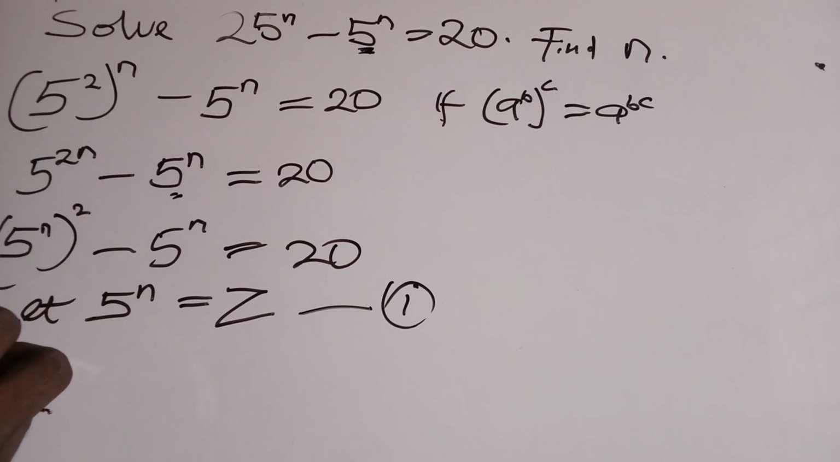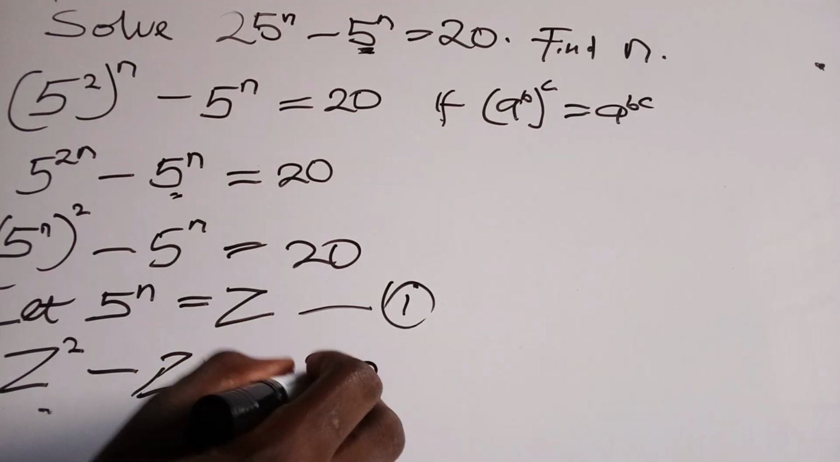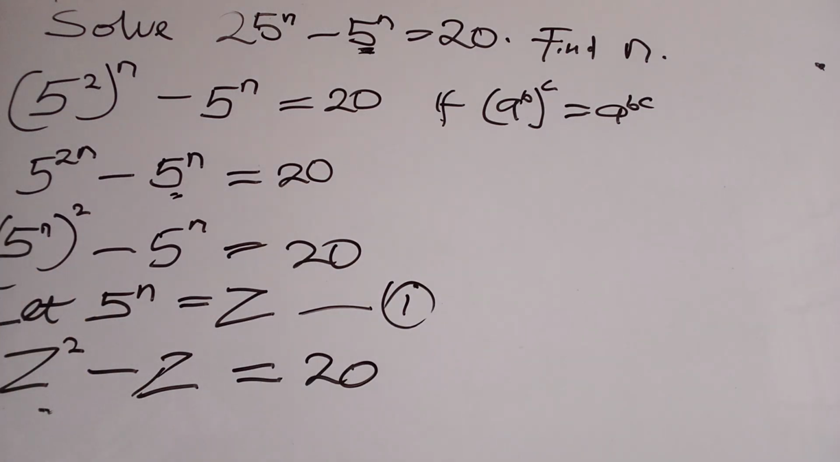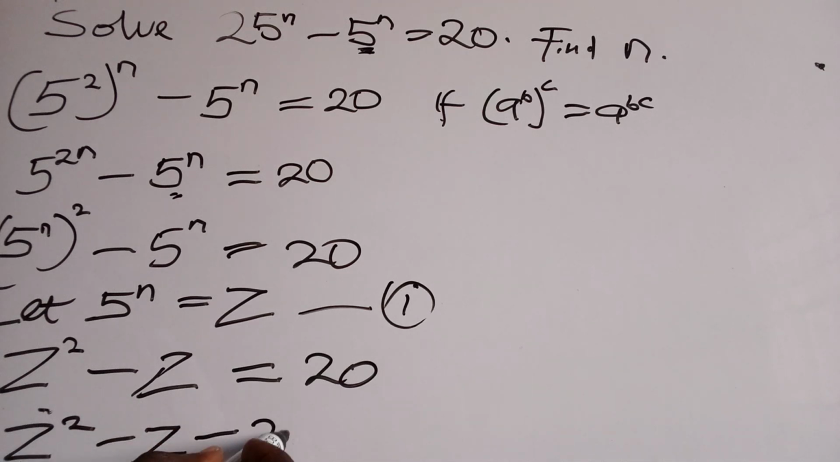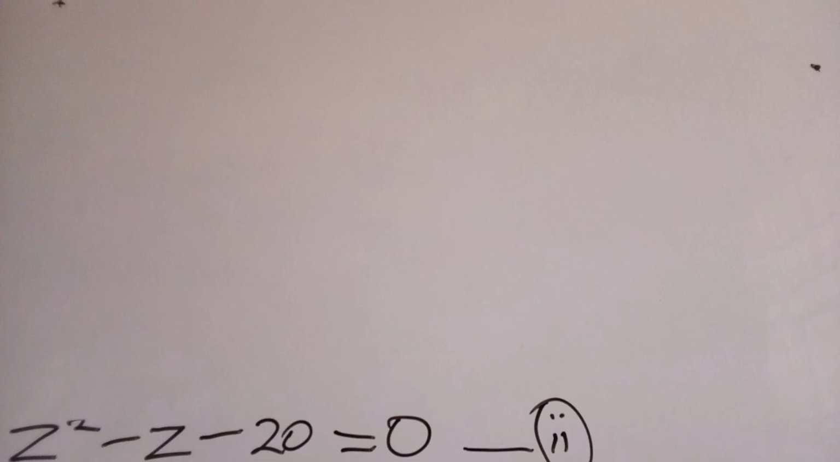So we have z square minus z equals 20. We're going to make this a quadratic equation, and we have z square minus z minus 20 equals 0. That's equation 2. Let's continue.